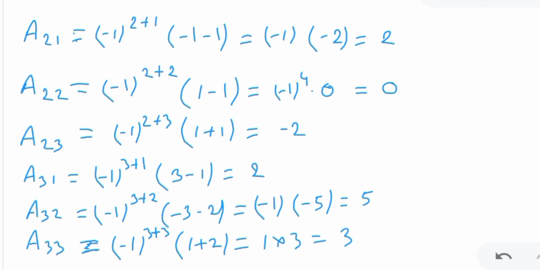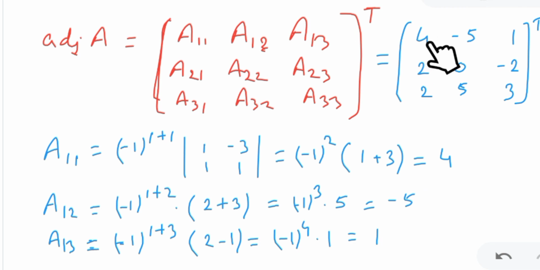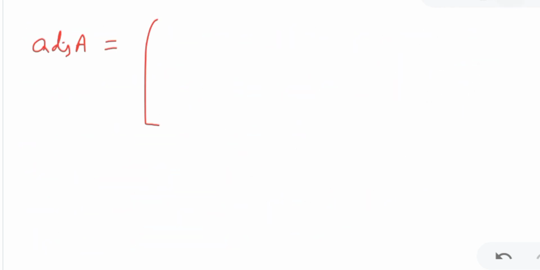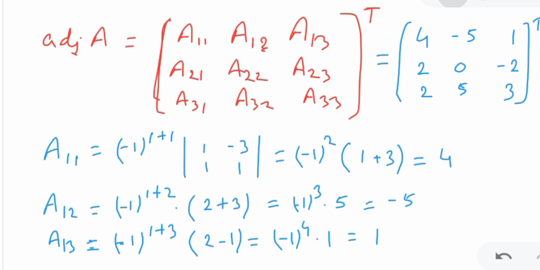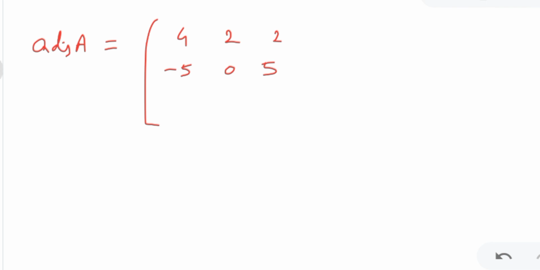Our adjoint A will be, I will do the transpose. Transpose means row will become column. So I will write 4, 2, 2, minus 5, 0, 5. Then the third row will become the third column, 1, minus 2, 3. Correct. This will be our adjoint A.